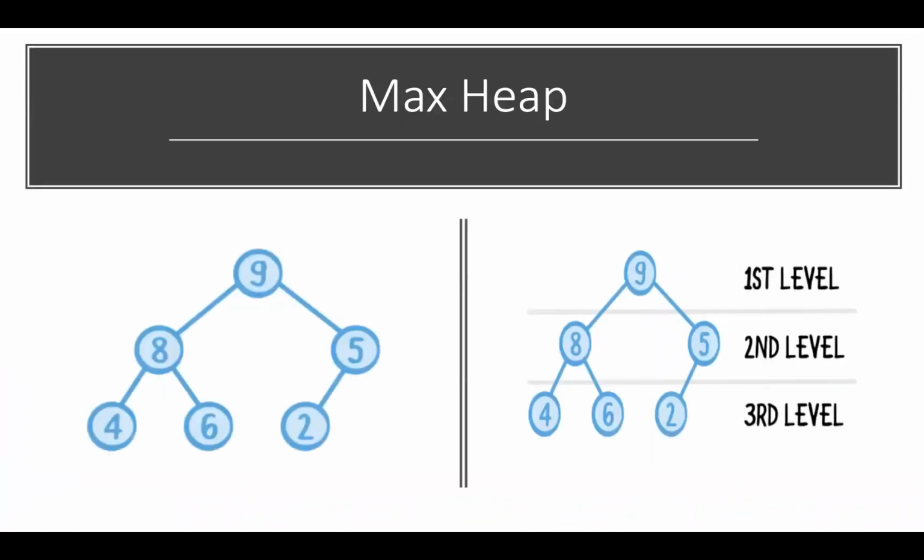Okay. Same thing, we can consider this as level-wise filling. In the first level we have 9, then in the second level we have 8 and 5, and in the third level 4, 6 and 2. So it has been filled level-wise, and in this max heap each parent node is bigger than its child nodes. So this is a max heap, we can say.